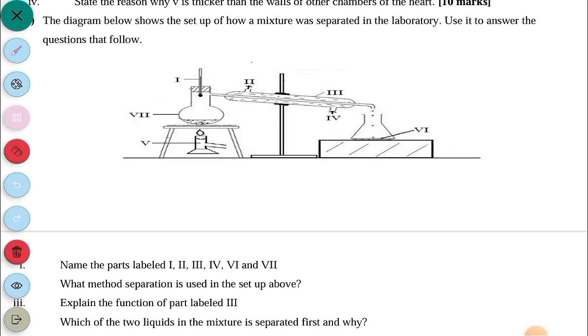So it says that the diagram shows the setup of how a mixture was separated in the laboratory. Use it to answer the questions that follow. So we are asked to name the parts I to then I. So I is a thermometer.